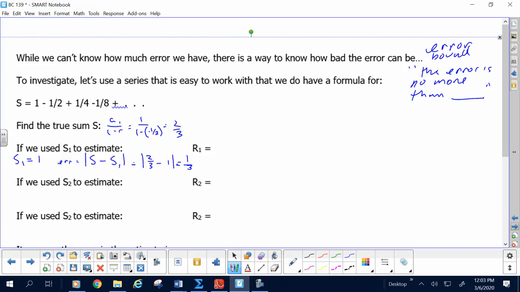So would you tell me what is R1, if I just use one term, or the remainder, or all the stuff I'm leaving off? -1/2 plus a 4th minus an 8th plus a 16th, cha-cha-cha, yeah? Okay, now, I'll come back to that. Leave me a little space over here, okay?